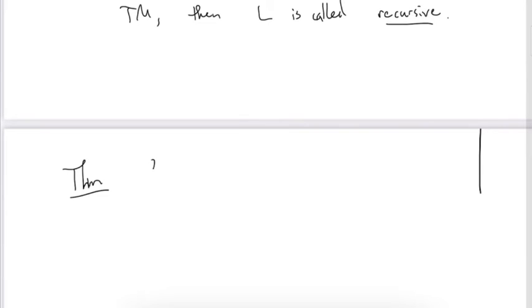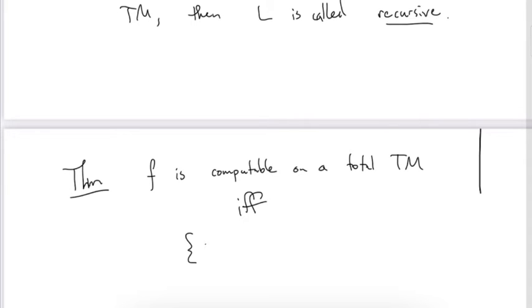I'll say f is computable, if you have a function, f is computable on a total Turing machine. This turns out to be equivalent. This is true if and only if this language is recursive.